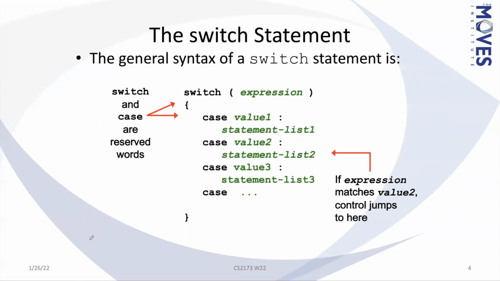Okay, so here's how it works. You have this expression. And remember, an expression can be a single value. Many times it simply is, but it can be any expression. And then you have a series of case statements which list the possible values. So in this particular case, supposing the expression matches value 2, then it jumps right over and executes this list of statements here.